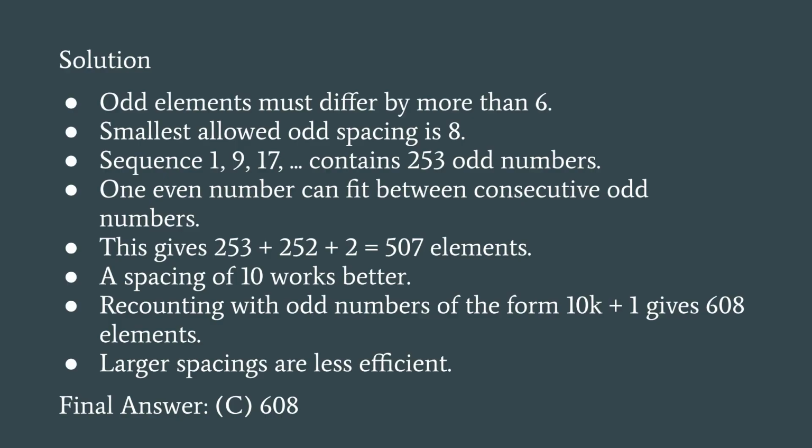Shifting the odd numbers farther apart to a pattern such as 10k plus 1 creates larger gaps, allowing even more even numbers to be inserted. Repeating the count with the spacing of 10 yields a total of 608 elements. Any larger spacing is less efficient since it reduces the number of odd numbers too much and cannot make up for the loss with additional even numbers. Therefore, the maximum possible number of elements in S is 608, and the final answer is choice C, 608.